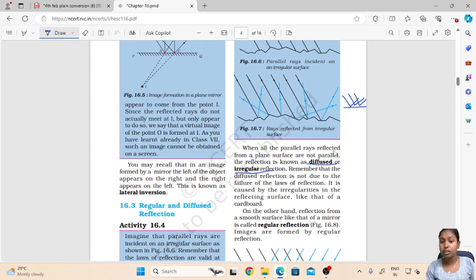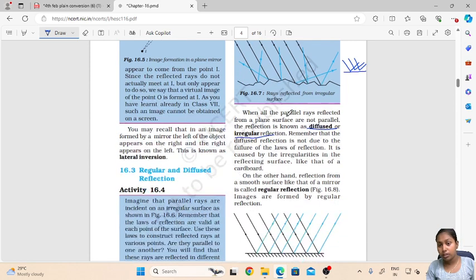Remember that diffuse reflection is not due to the failure of the law of reflection. The law of reflection is followed, because the reflected ray follows the same angle as the incident ray. It's only because of the uneven surface that these rays are going in different directions. So it is caused by the irregularities in the reflecting surface.